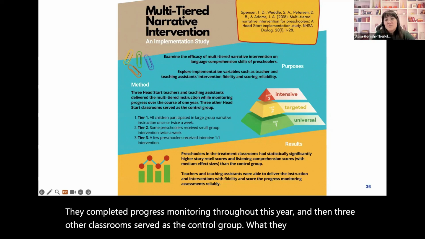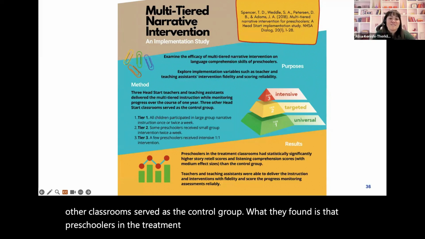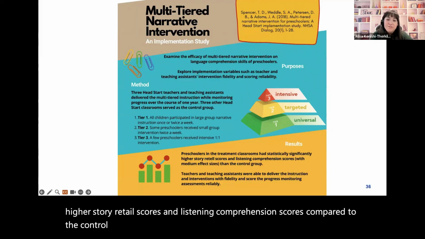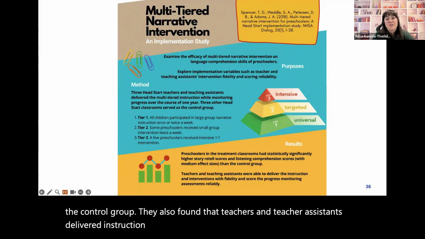What they found is that preschoolers in the treatment classrooms had statistically significantly higher story retell scores and listening comprehension scores compared to the control group. They also found that teachers and teacher assistants delivered instruction and intervention with fidelity and reliably scored progress monitoring assessments.